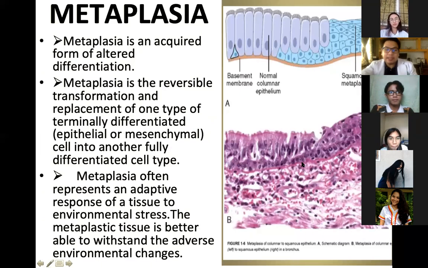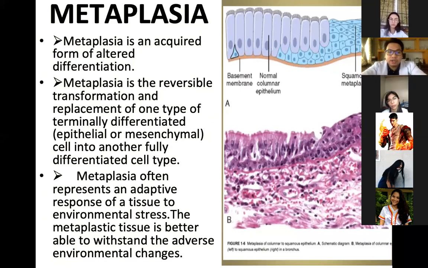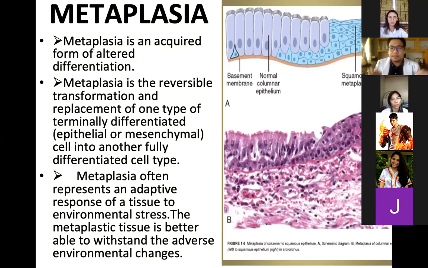Next is metaplasia. Metaplasia is an acquired form of altered differentiation. It is the reversible transformation and replacement of one type of terminally differentiated cell into another fully differentiated cell type. So metaplasia often represents an adaptive response of a tissue to environmental stress. The metaplastic tissue is better able to withstand the adverse environmental changes.